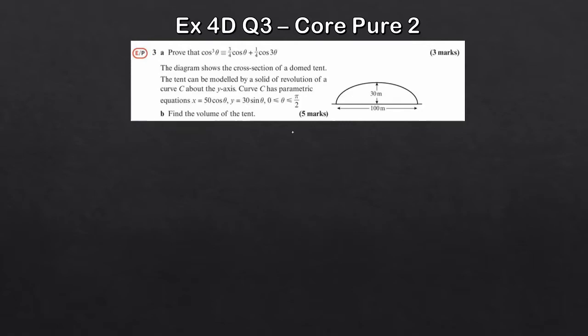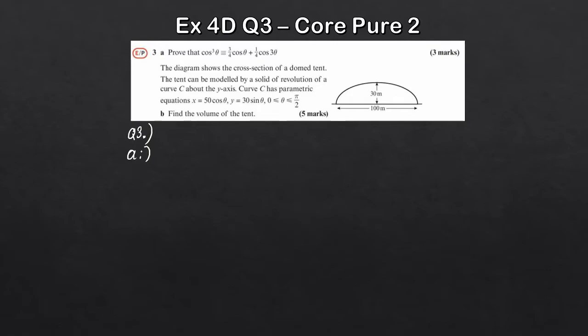This time we're dealing with parametric equations, so makes it sometimes a little bit more complicated, but for this one, nothing too crazy. Part A, we want to prove that cos cubed theta is identical to 3 over 4 cos theta plus 1 over 4 cos 3 theta. So 3 marks for this identity. So the identity is not too bad. There's just quite a lot of working really for what is 3 marks. But let's have a look at it.